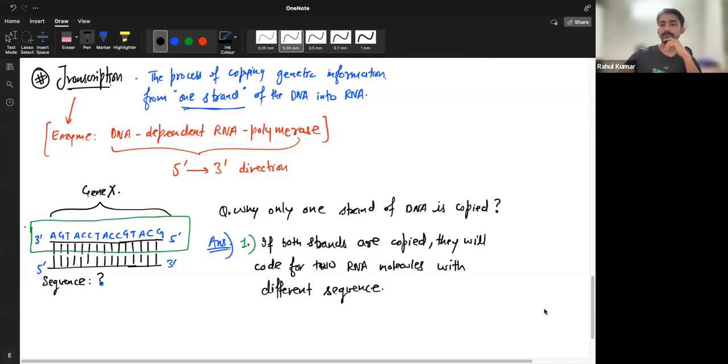Yes. Okay. Now you can add one line that this will complicate the flow of genetic information.